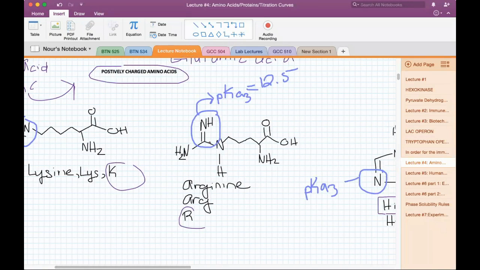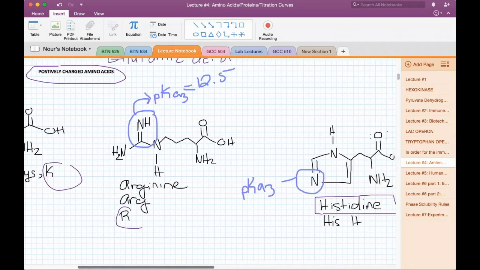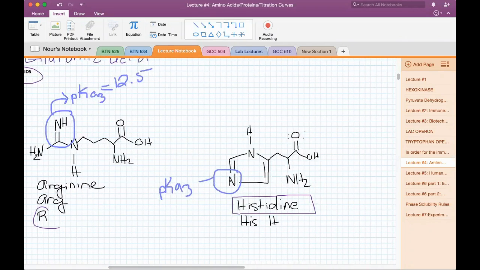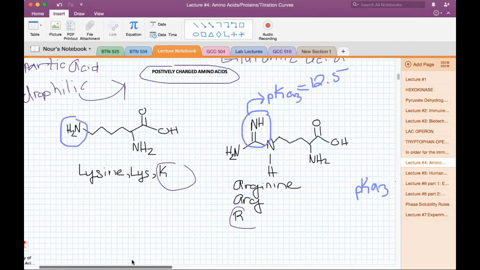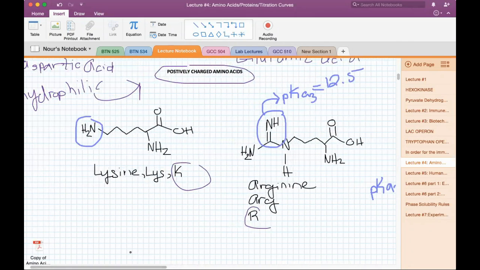Or no, this is not an amine group. It's attached to an N, so it's not an amine group. Never mind, ignore what I just said. This is just this group. This NH here is what gets protonated if it goes through the titration curve, and here is the N that gets protonated when it goes through a titration curve. So glycine, it's just generally an amine right here.